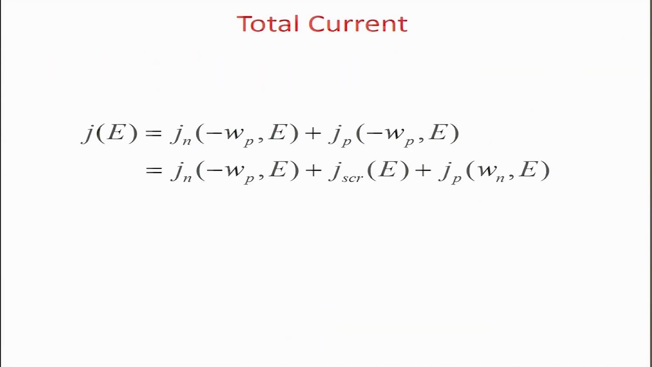So, the total current in this case turns out to be, if you take for a particular energy, small J(E) is equal to Jn at minus Wp(E) plus Jp at minus Wp(E), and this is Jn at minus Wp, Jp at Wn, plus whatever is generated from the SCR region. So, essentially we are saying this Jp in this case is nothing but whatever was Jp at Wn plus whatever is generated from the SCR region, okay. Because remember, the total current throughout the device has to remain constant.